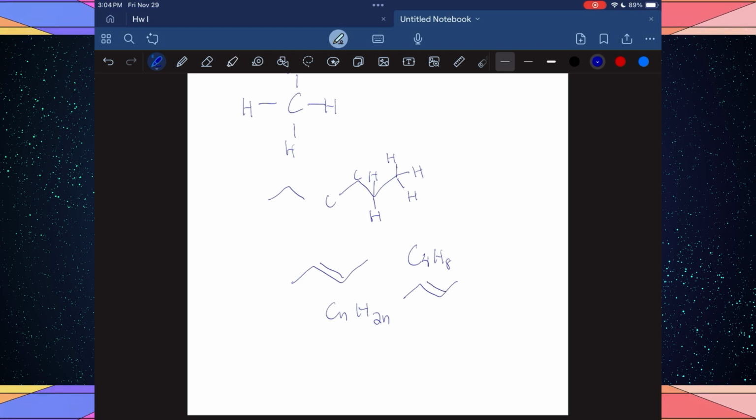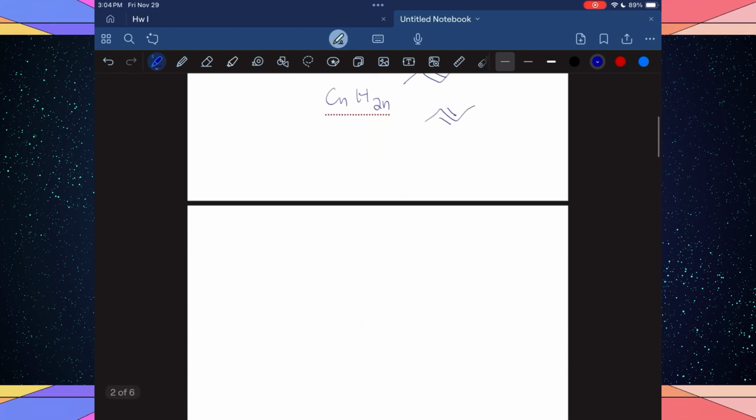Now, alkynes contain at least 1 triple bond between 2 carbon atoms. Those would look something like this. We aren't going to be focusing on alkanes or alkynes in this video, but it is important to understand what they are and how they are different from alkenes. Naming alkenes boils down to a few different rules.